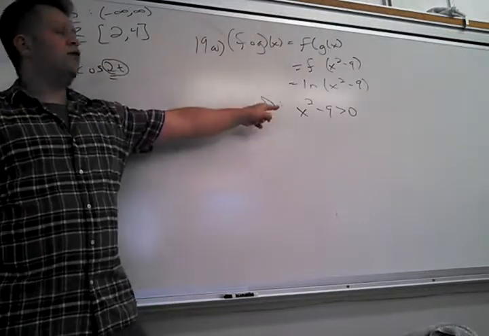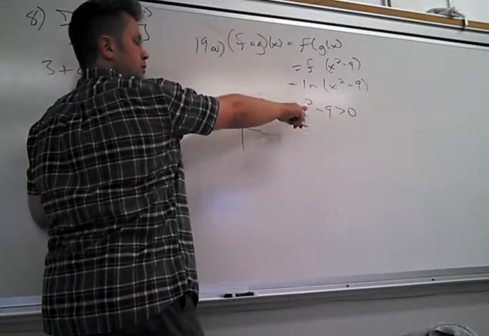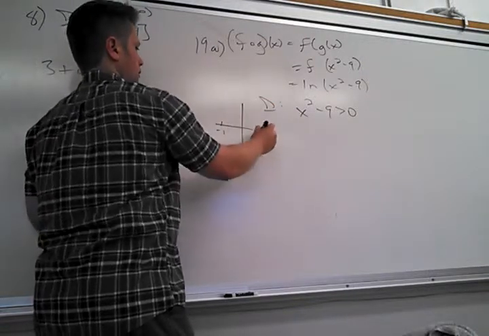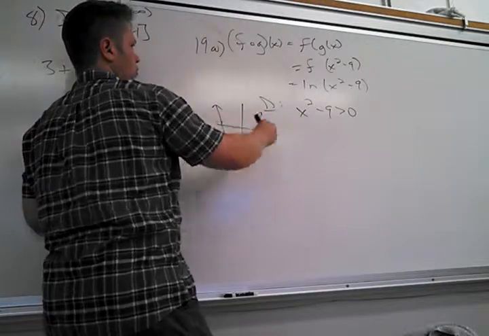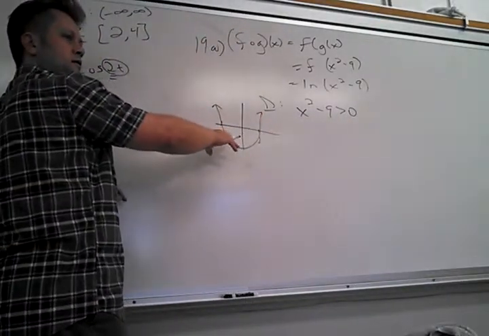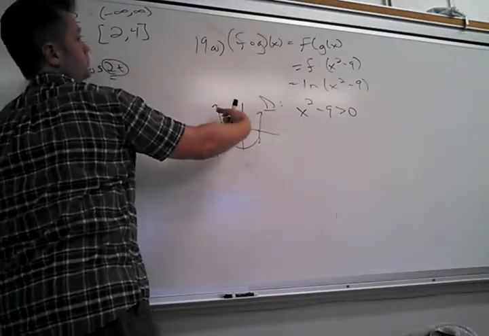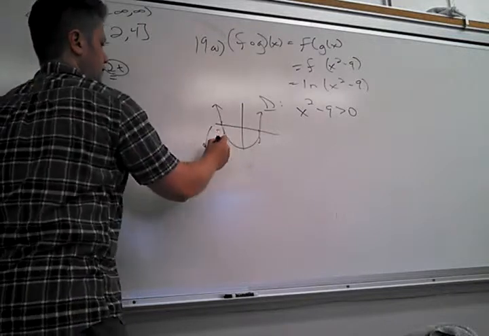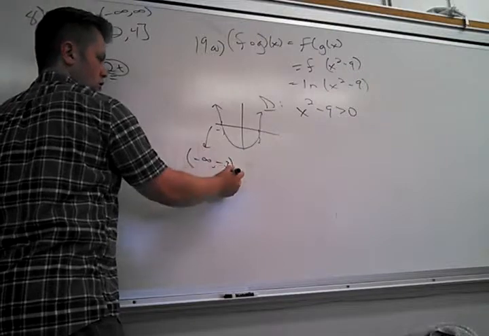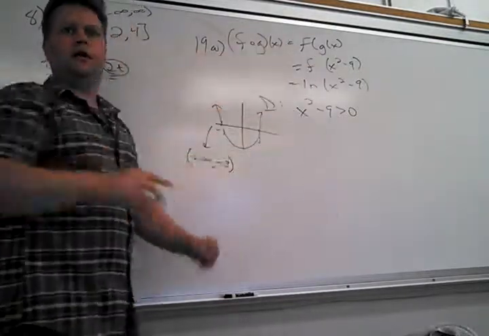But this is a parabola. This is easy. What's going to be true about this parabola? Does it open up or down? And what are its roots? 3 and negative 3. So it's opening up. Where's it going to be positive? Negative 3 and down. So how do you write that in interval notation? Negative infinity up to negative 3. Don't include that because you can't include 0. And then on the other side is just 3 to infinity. Cool.